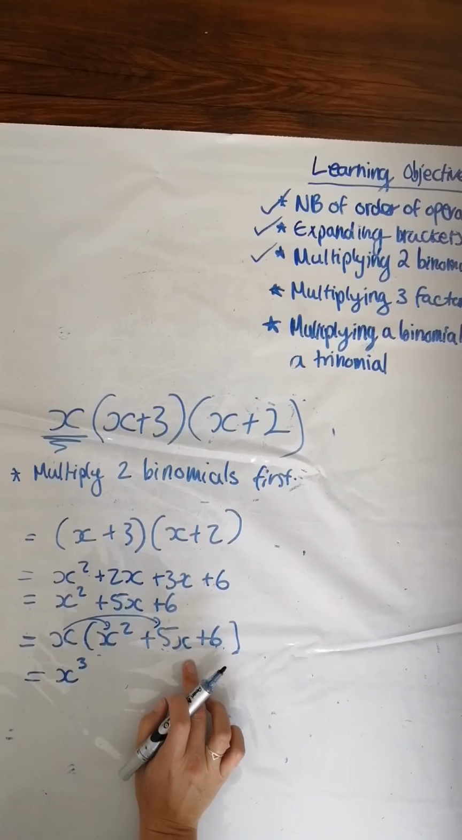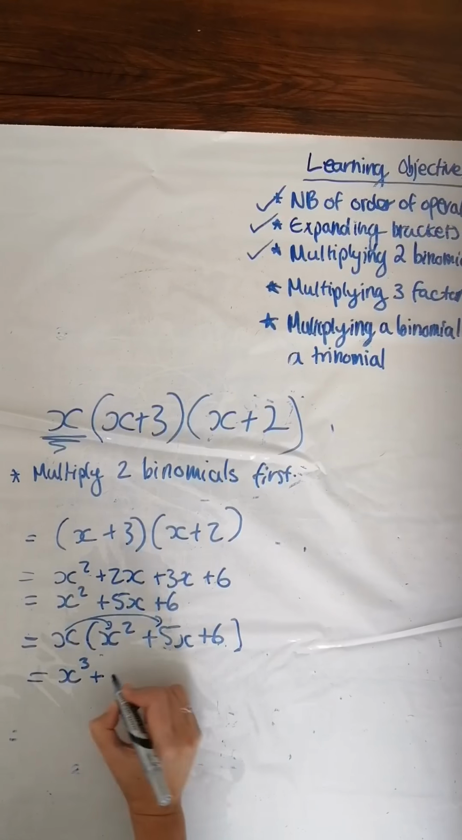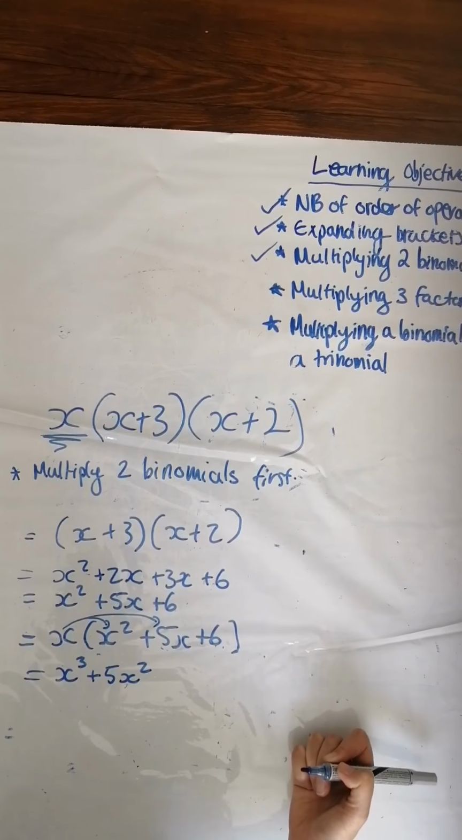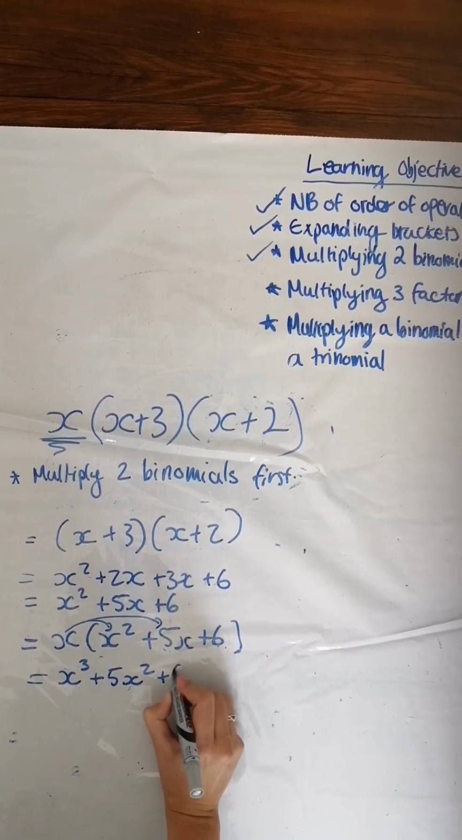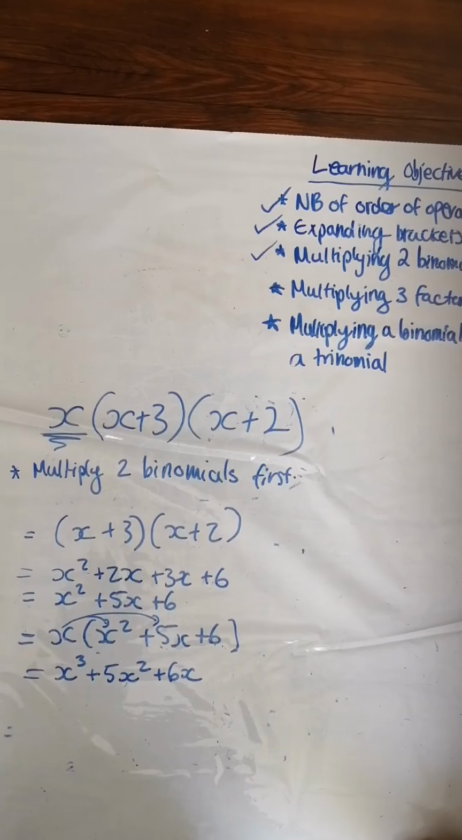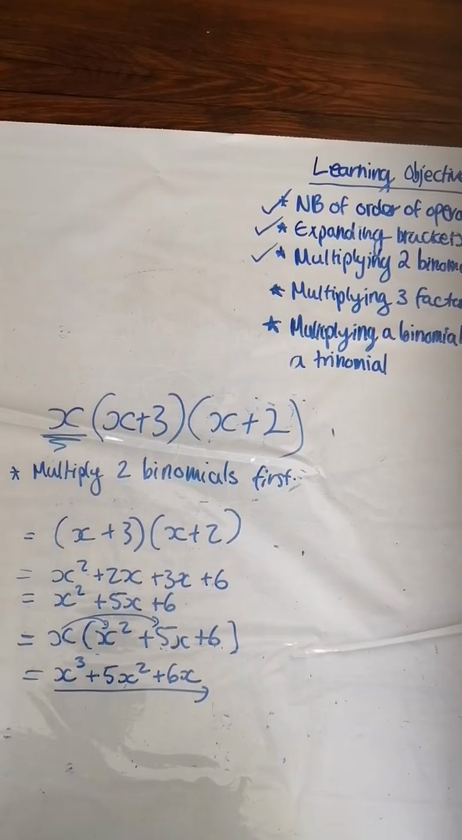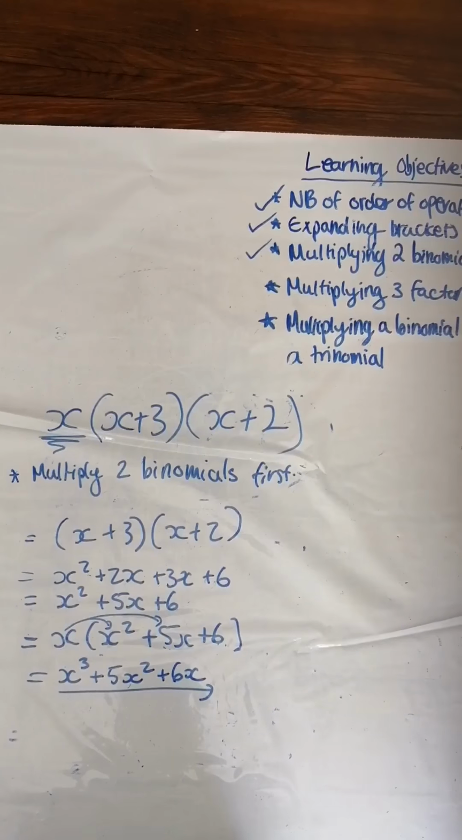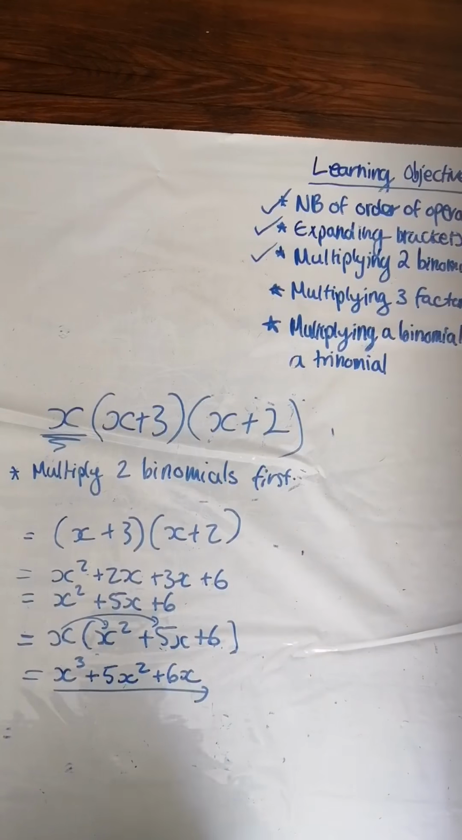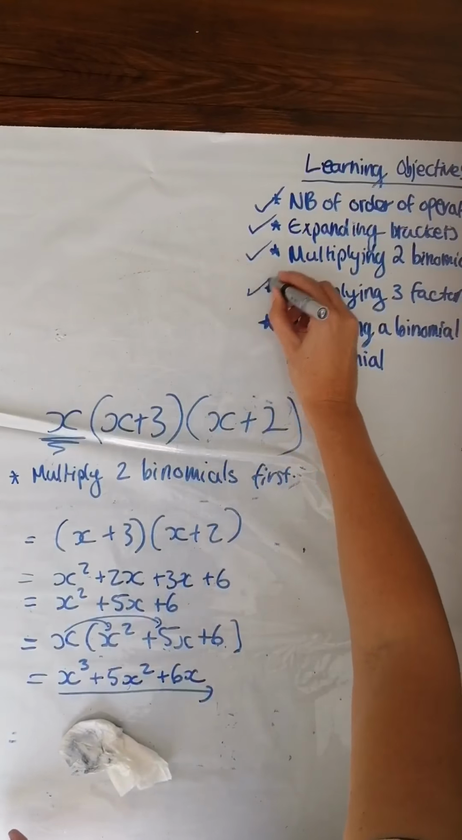Then we have x times 5x. That is going to be 5x squared. Then we have x times 6. That is going to be 6x. And there, if you can see, we have no like terms. So that is our final answer. So there you have multiplied out 3 factors. And then, so that's done.